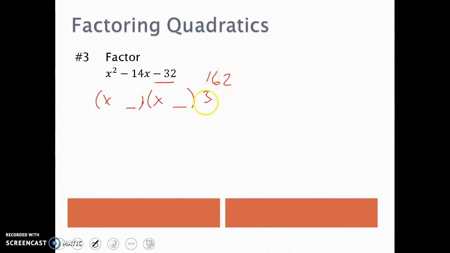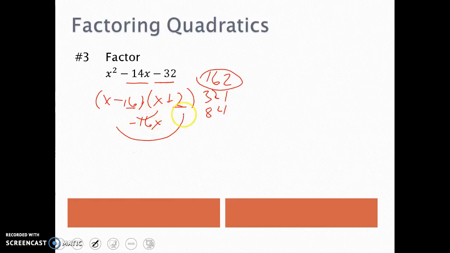It could be a 32 and a 1. It could be an 8 and a 4. But I want to use them somehow to get a negative 14. And so if I go negative 16 and a positive 2, then I'm going to have a negative 16x here and a positive 2x, and that does give me negative 14x. And so my correct answer is x plus 2 times x minus 16.